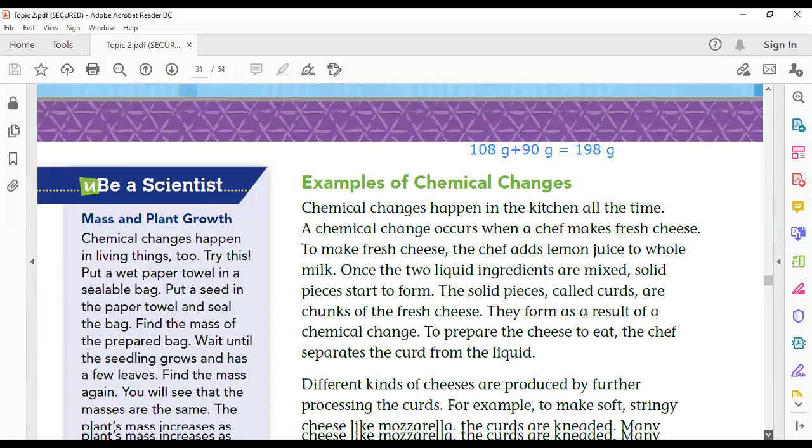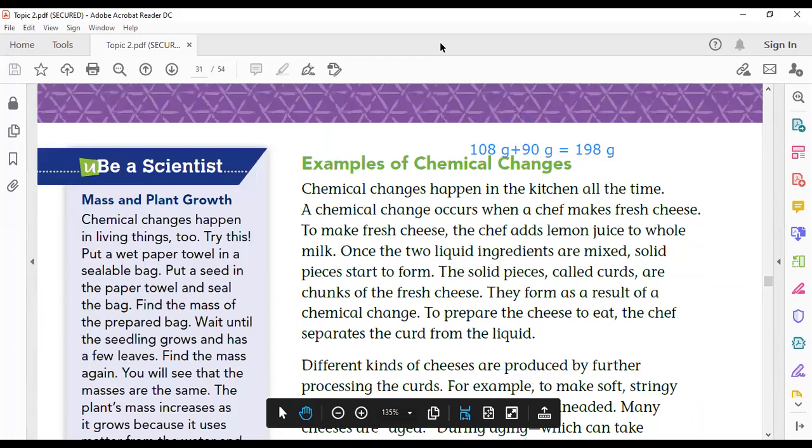Another examples of chemical changes. Examples of chemical changes.